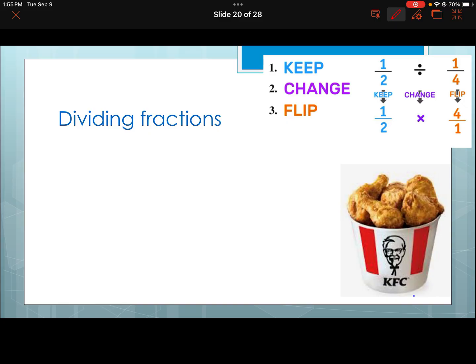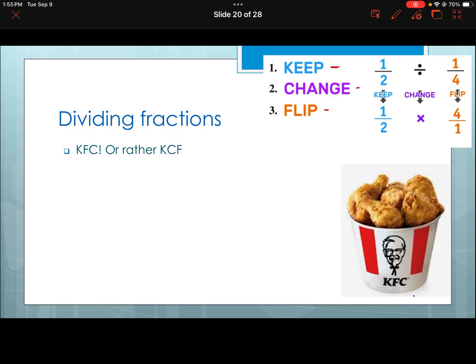Here we go. So dividing fractions is basically the same as multiplying fractions, apart from there's one step that you have to do before it. And this step is beautifully shown in this diagram over here on the right. You have to keep the first fraction the same, so that's what we've done, right? The half stays the same. You change the divide into a multiply, and then you flip the last fraction, so 1 over 4 becomes 4 over 1.